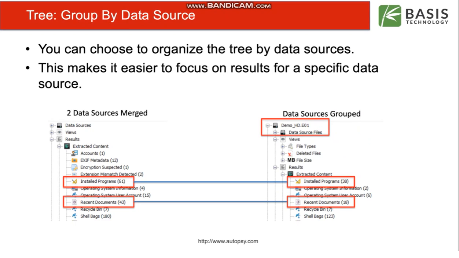So by default, the tree is organized by these top 5 level categories I mentioned before: data sources, views, results, tags, reports. This can make it really easy to focus on certain kinds of data. So for example, if you had 2 data sources from the same person, you may not care which device they went to a website on. You just want to view all of their web history merged together to see what they're doing and where they're going.